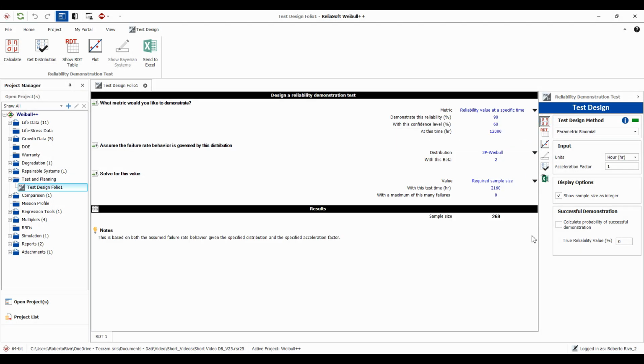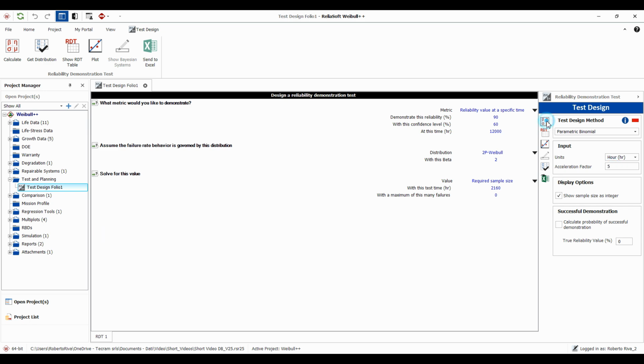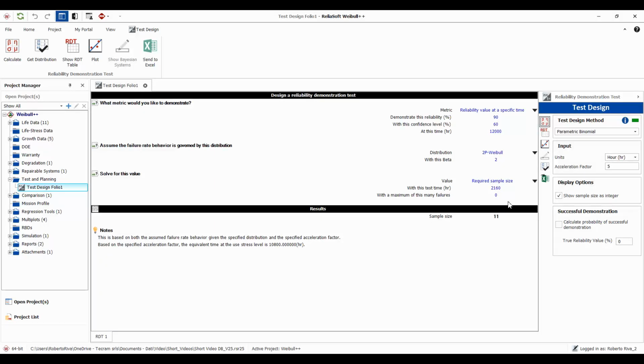So we calculate, and it tells us 269. Obviously, that's not a number it's going to be very easy to convince anyone to supply us with in terms of sample. But this utility is particularly useful if we can somehow accelerate. In other words, if we have, say, usage acceleration, so we can increase the number of cycles, this becomes very useful. Say, for example, even a small acceleration of 5, then it brings it down to a more manageable sample size.